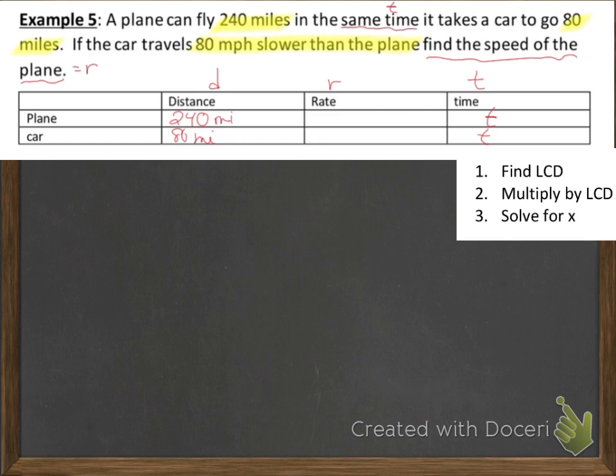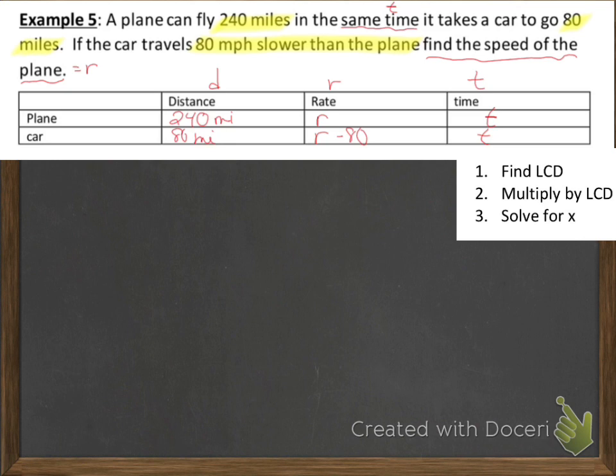Then it says if the car travels 80 miles an hour slower than the plane, find the speed of the plane. So we don't know how fast the plane is going, but we did assign it a variable R. And we know that however fast the plane is going, the car travels 80 miles an hour less than that. So a common mistake is to write it as 80 minus R. Make sure you don't do that. It's the plane speed minus 80, R minus 80, not 80 minus R. So we have our table completely filled out.